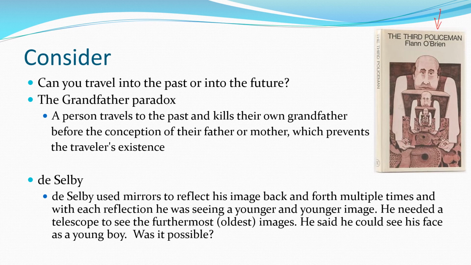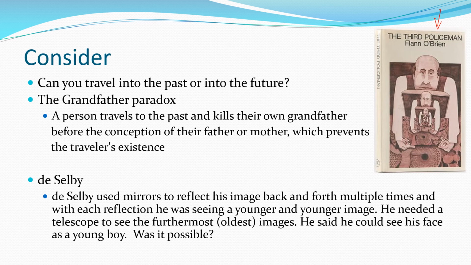There's an old book here, The Third Policeman, and in it there's this character, De Selby, who used mirrors to reflect his image backwards and forwards multiple times. Kind of like when you're in a bathroom or a room that's got mirrors on opposite walls. You can almost feel like you're looking off into infinity. But with each reflection, it's an older and older image of you, hence it's a younger image of you. So what he said in the book was he needed a telescope to see the furthest or oldest images of himself. Hence, he could see his face as a young boy. Is this possible?